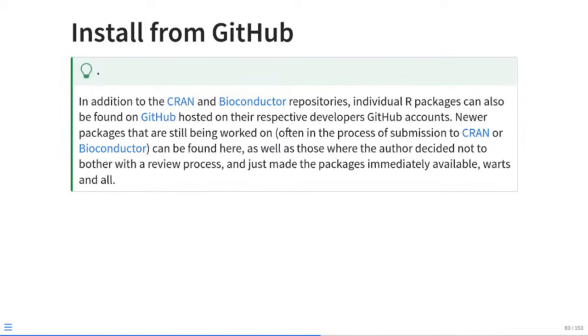Now, GitHub is not actually a repository in the same sense of CRAN and Bioconductor that just collect all the different packages together. With GitHub, our packages are found there, but they're found under individuals, people's GitHub accounts within a GitHub repository folder. So when you're trying to download something from GitHub, you're going to that person's account, and then you're going to that person's repository and downloading that particular location.